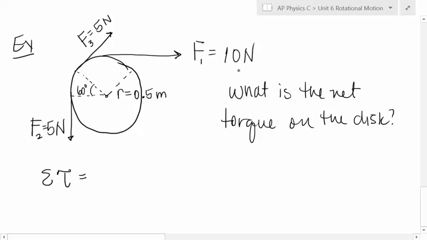Okay, does the 10 Newton force cause the disc to rotate clockwise or counterclockwise? Clockwise? All right. So do you want clockwise to be positive or negative? Positive. All right, sure. So clockwise is positive. Now, what about the 5 Newton force, this one down here, F2? Does it cause it to rotate clockwise or counterclockwise? Counterclockwise. All right. And then what about F3? Which way will it cause it to move? Clockwise. All right. So what is the torque then applied to this disc by force 1?